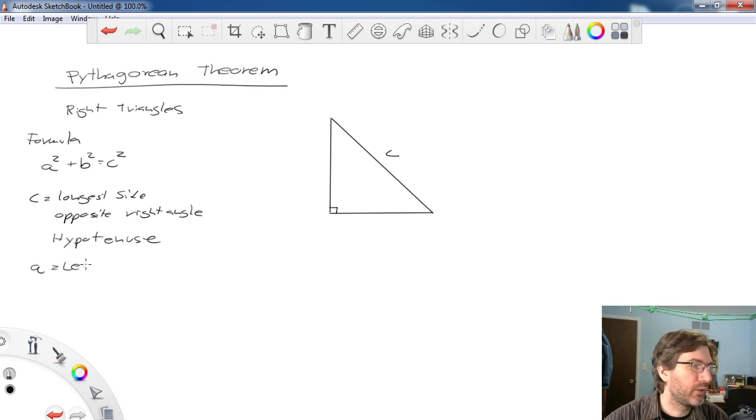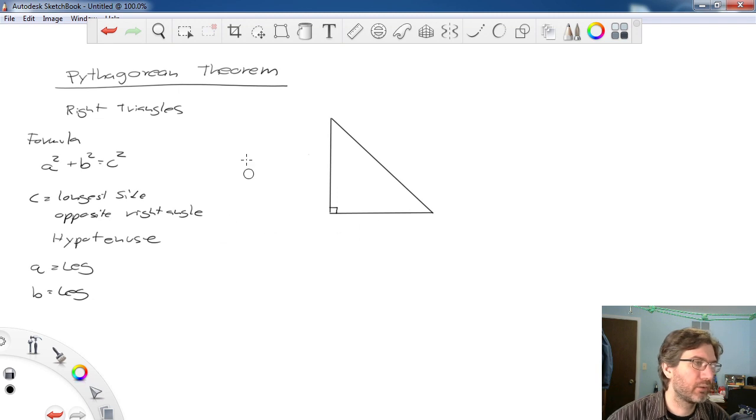a equals a leg, and b equals a leg. This could be a, and then this would be b, or you can have it set up so this is a, and then this is b. It doesn't matter which one's which, as long as one of them is a and one of them is b. And c has to be your hypotenuse. So always remember that c is the hypotenuse. It's really simple. They'll give you two of these, and they will ask you to find the third. You do that by just using that formula.